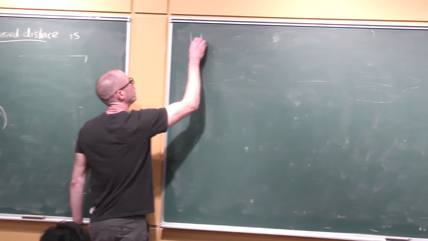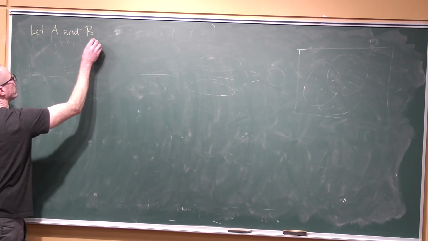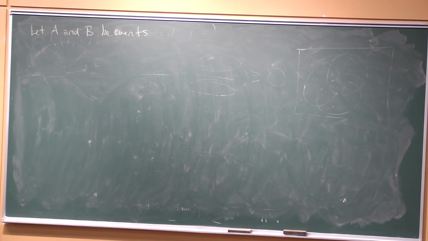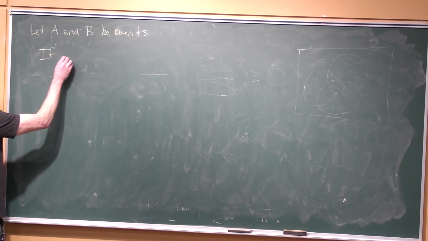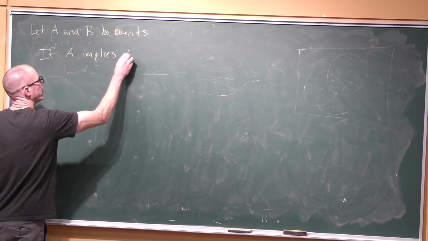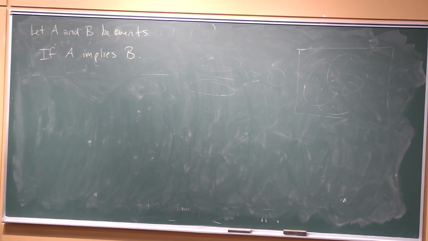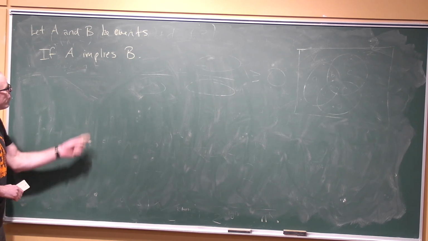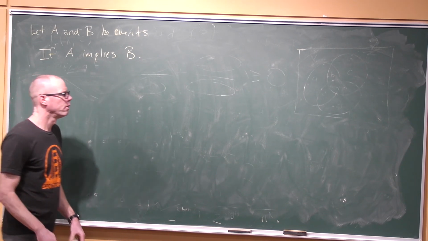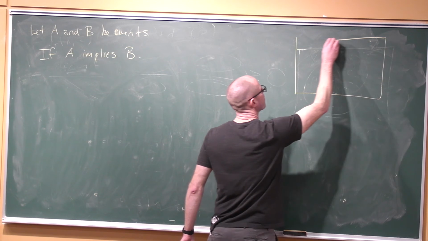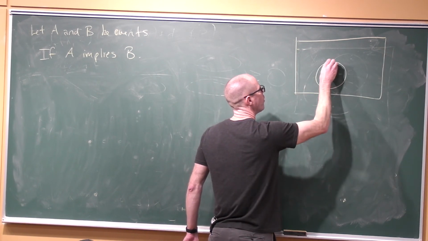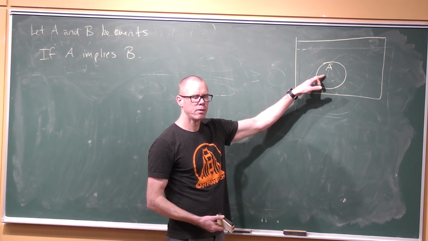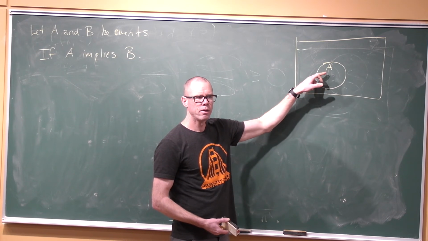Let A and B be events, so in a probability space now. Events are sets. On the other hand, we also think of them as statements, like logical statements. So if I tell you A implies B, what does that mean in terms of sets? A implies B means whenever an outcome in A happens, an outcome in B happens. But that must mean that every outcome in A is in B.